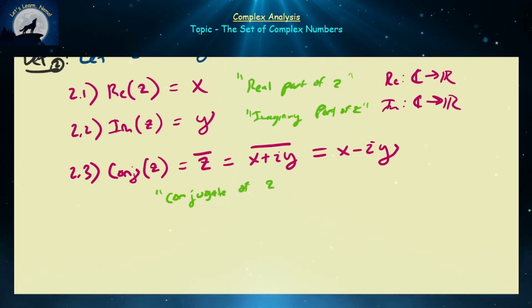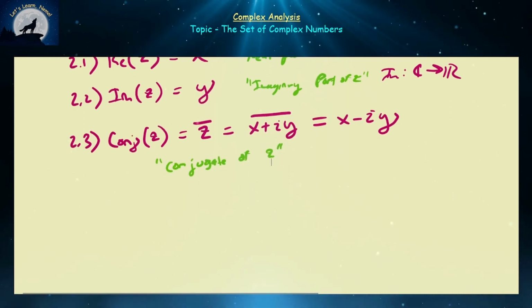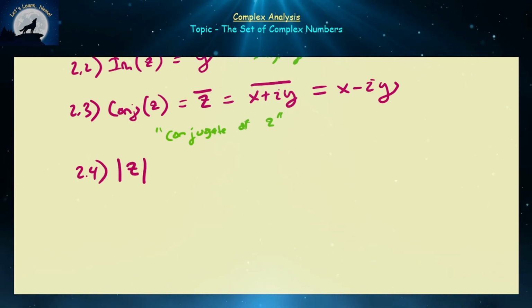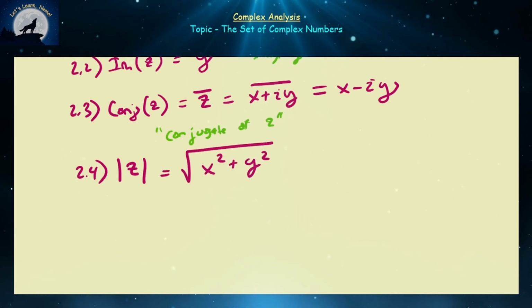of the complex number z. And another calculation or function on the set of complex numbers is sometimes abbreviated by this, similar to the absolute value, and this is defined to be equal to the square root of x squared plus y squared. And some people refer to this as the modulus. Some people also call it the length or the norm of z.